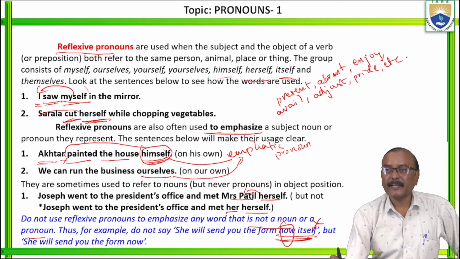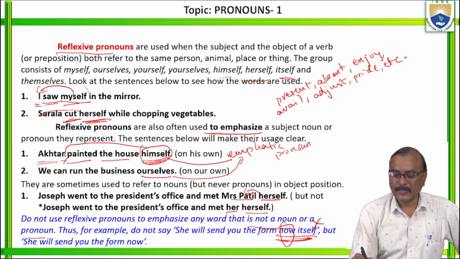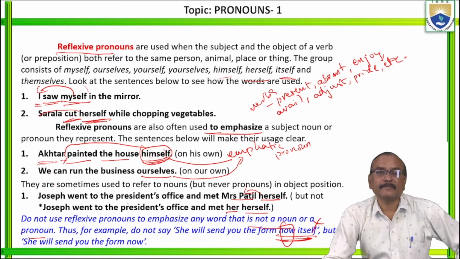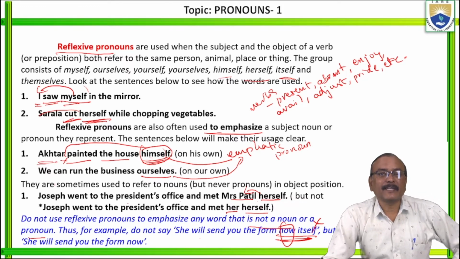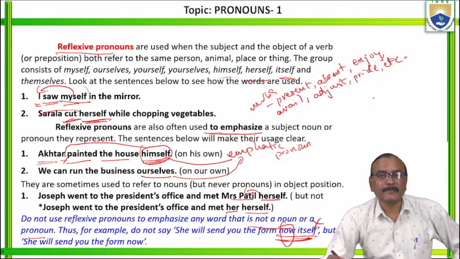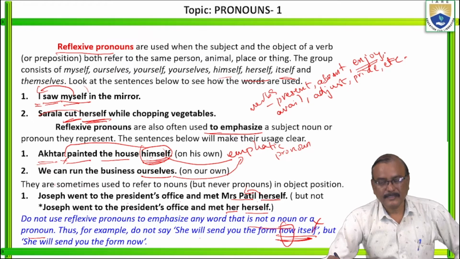Etc. These verbs, like these here, take reflexive pronouns after them. Is it clear? For example, I presented myself in the class. I absented myself from the class. I enjoyed myself. She enjoyed herself. We enjoyed ourselves.